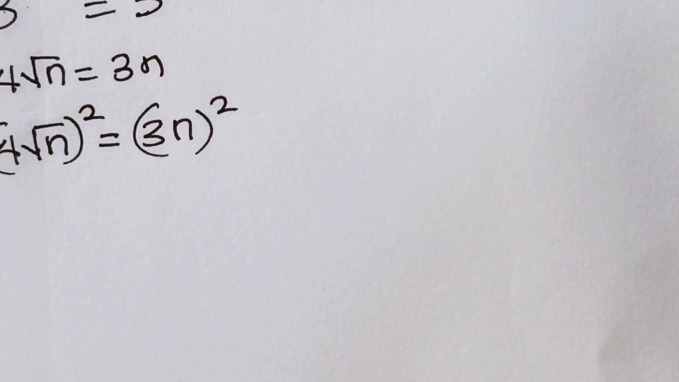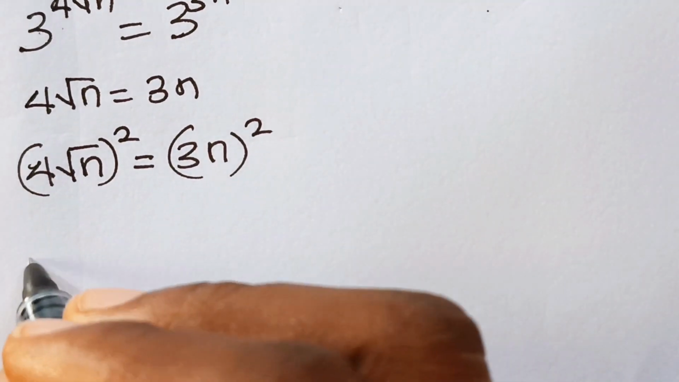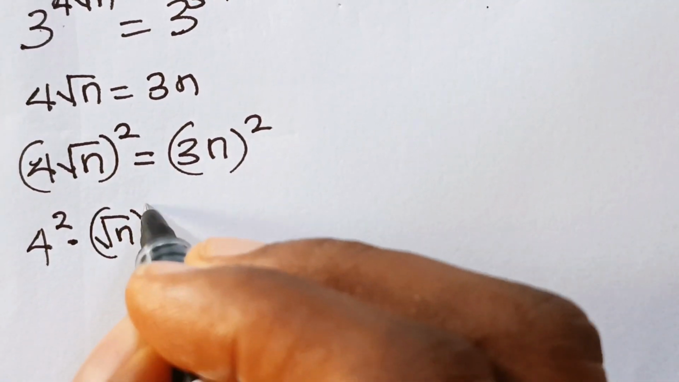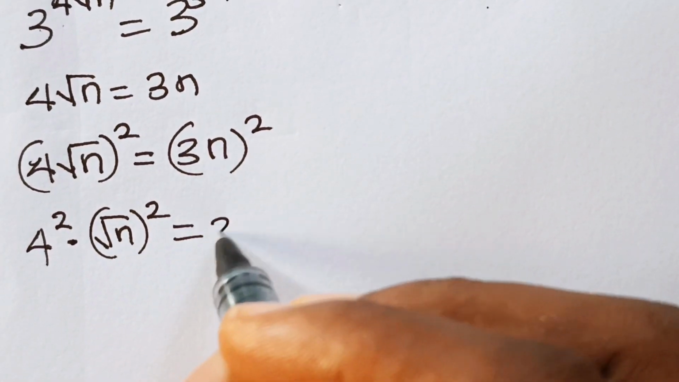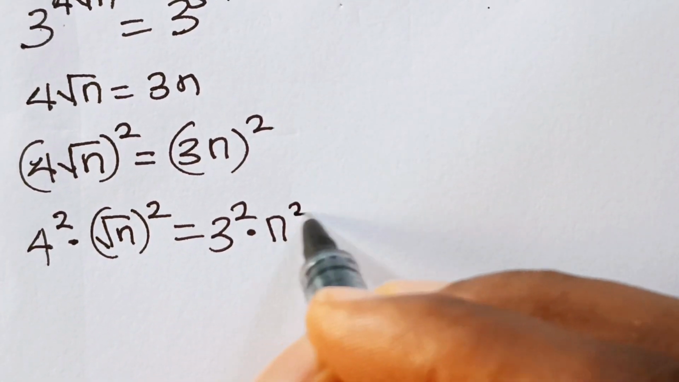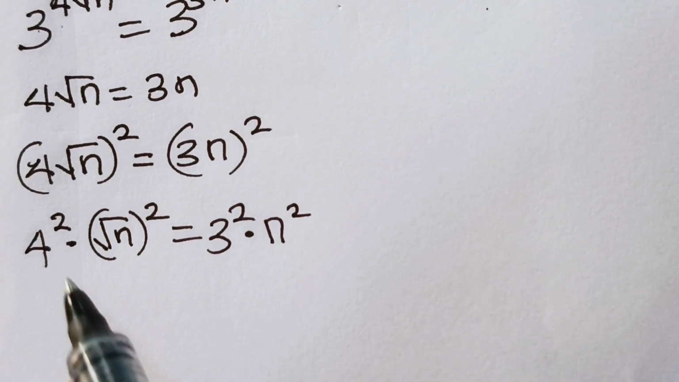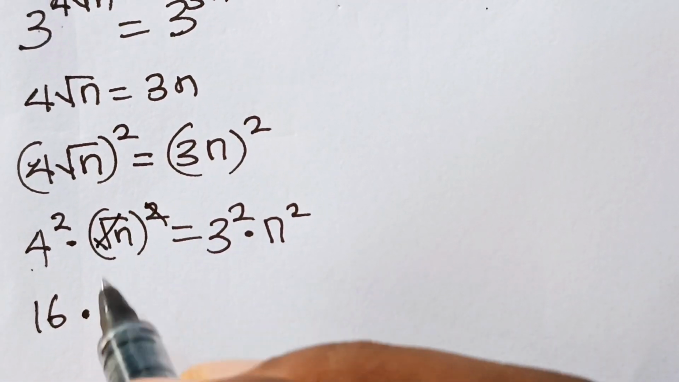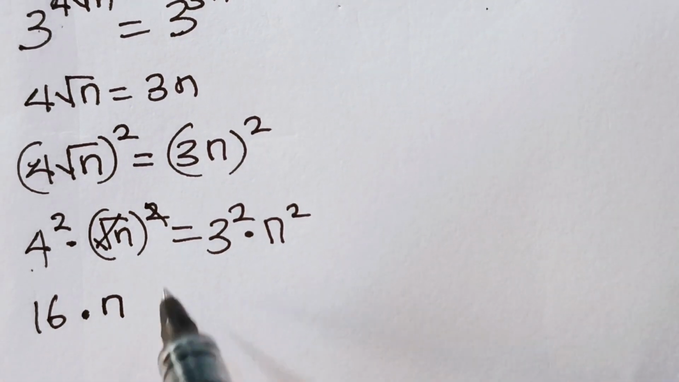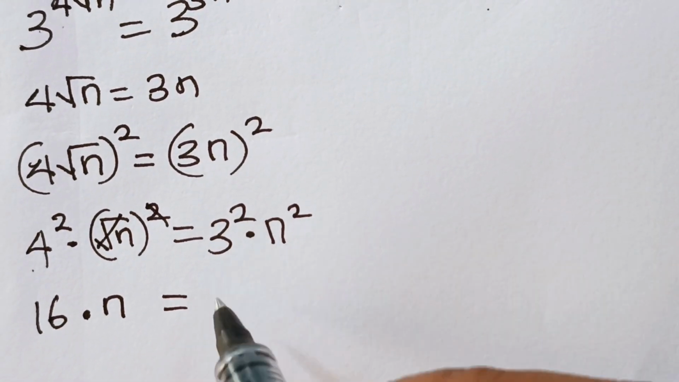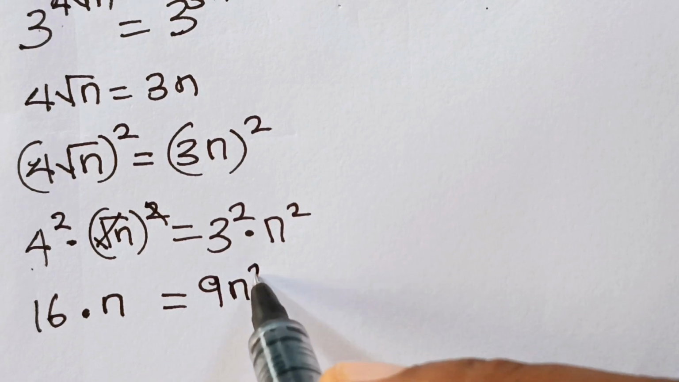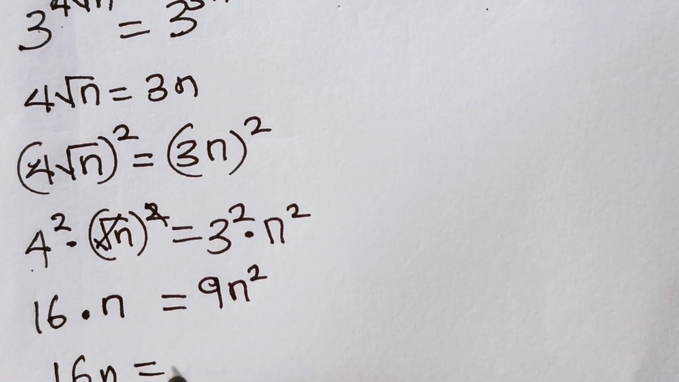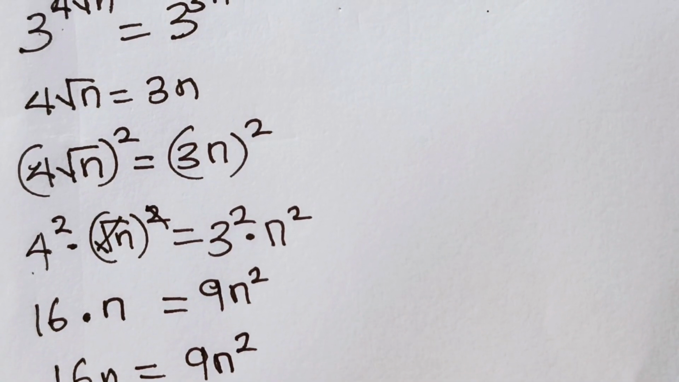So what we have here now is 4 squared multiplied by root n squared, is equal to 3 squared multiplied by n squared. Now 4 squared will give us 16, multiplied by this, we cancel this, we have only n remaining, is equal to 3 squared, which gives us 9, and we have n squared. So this will give us 16n is equal to 9n squared.